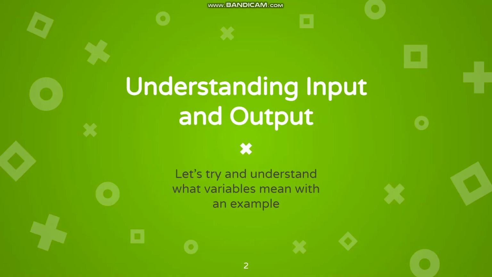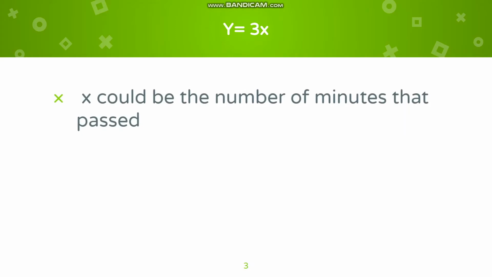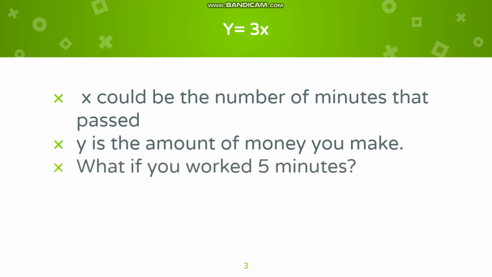So before we can do that, first we have to understand the general idea of input and output. Let's try what this means with an example. If you're given the equation y equals 3x, let's say x is the number of minutes that pass, and y is the amount of money you make. What if you worked 5 minutes? Is 5 x or is it y? You are right if you said it is x.